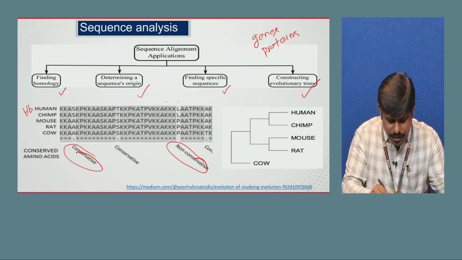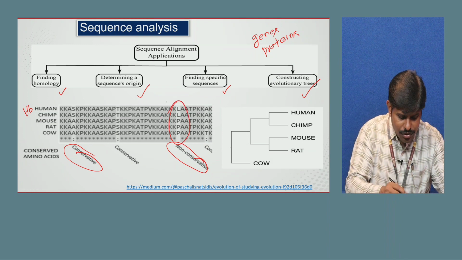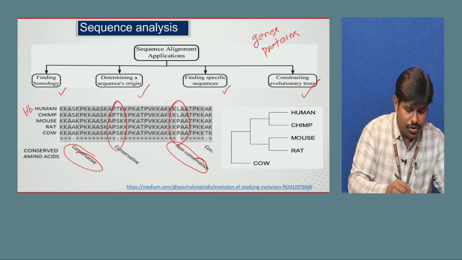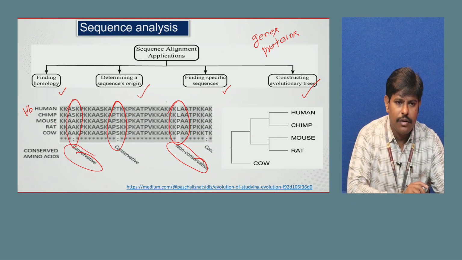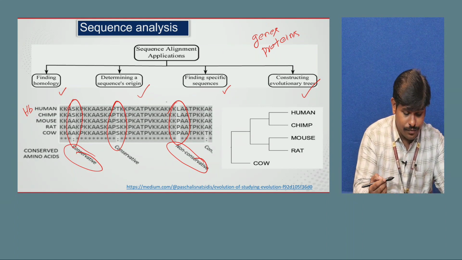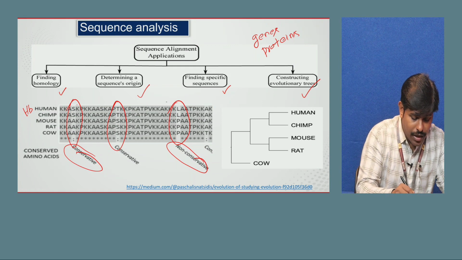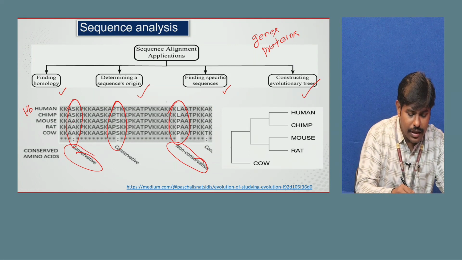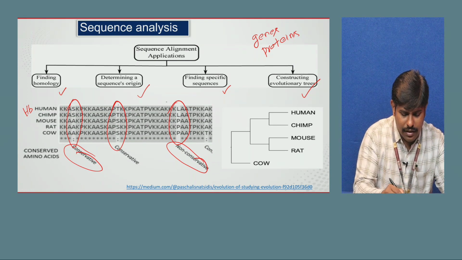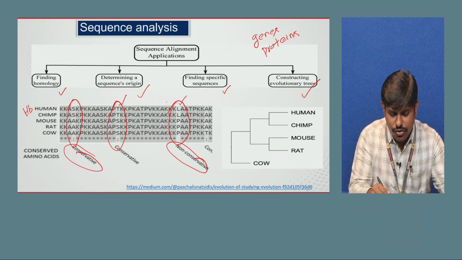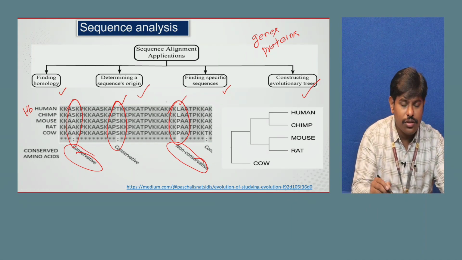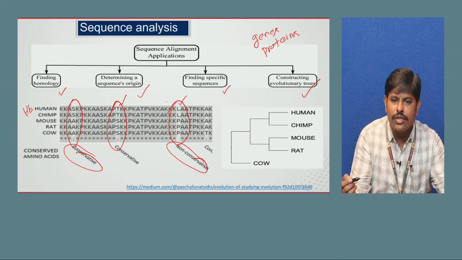Whereas if you take this position, which is not shaded by gray background, here you have 2 serines and 3 alanines, and in this case you have 2 threonines and 3 serines, 2 leucines and 3 prolines. So these are non-conservative sequences.